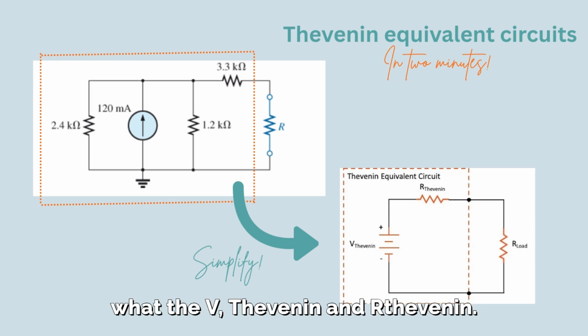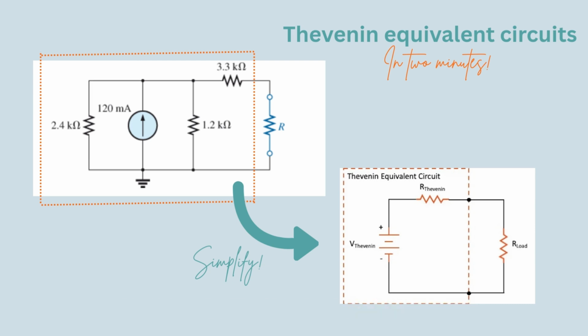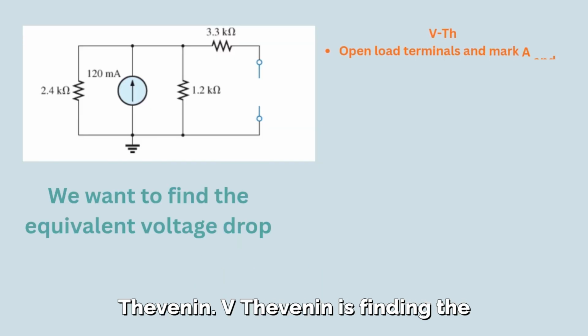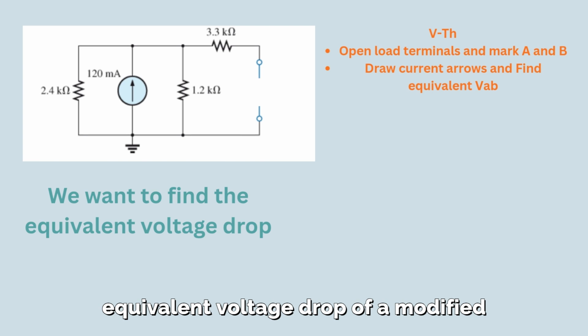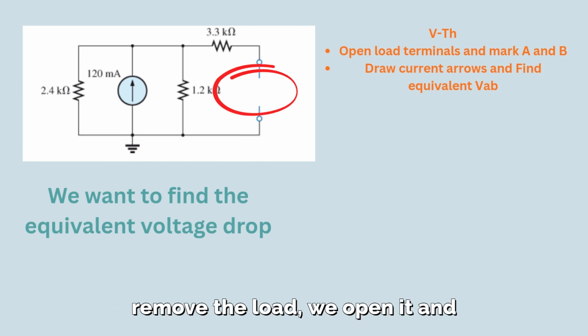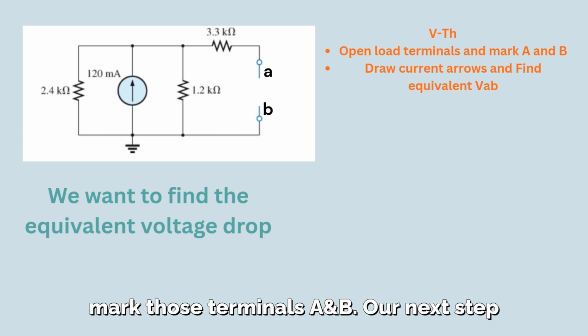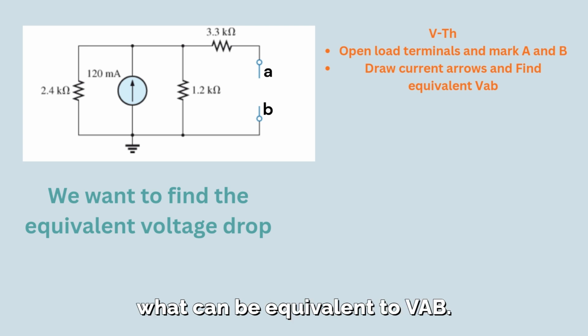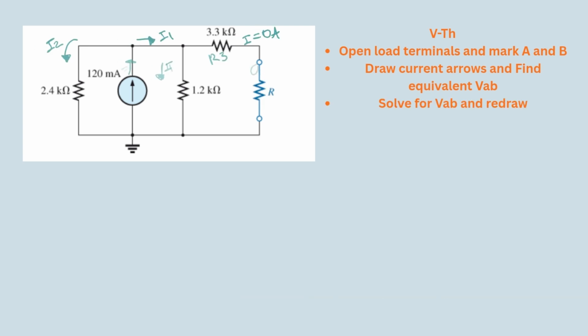We have to find what the Thevenin voltage and Thevenin resistance values are. Let's start by finding Thevenin voltage. Thevenin voltage is finding the equivalent voltage drop of a modified circuit. In this modified circuit, we remove the load, we open it, and mark those terminals A and B. Our next step is to draw current arrows and find what can be equivalent to VAB.